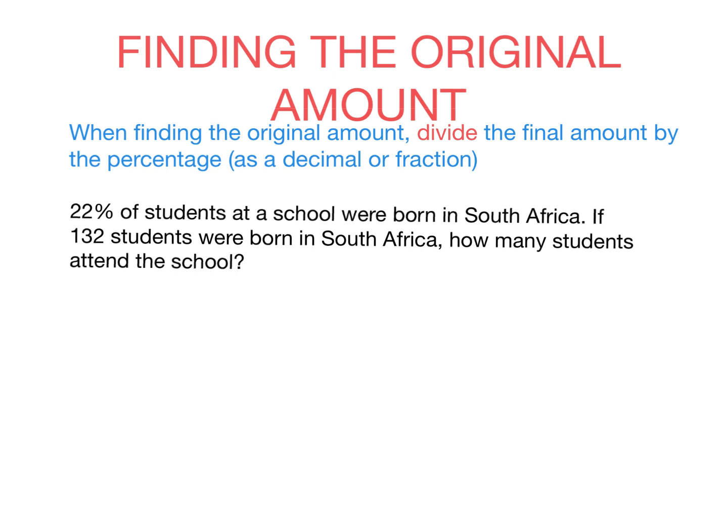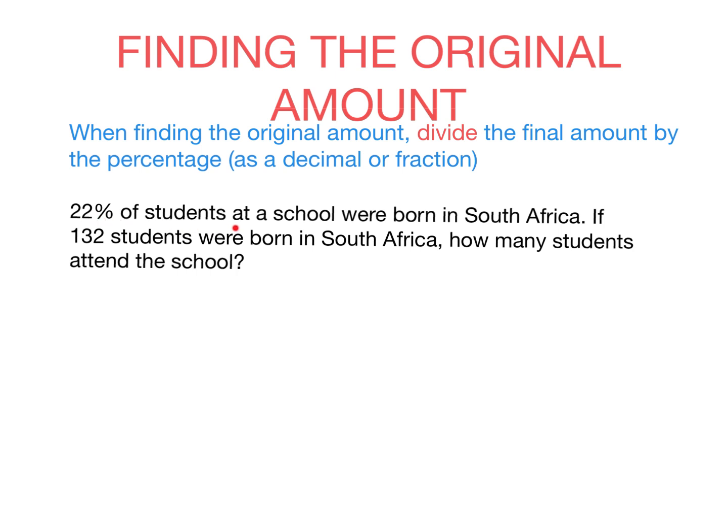So how exactly do you do this? Well, it's very simple. All you do is take the final amount and divide by the percentage. And as you already know, when we want to perform operations with percentages, we convert them to decimals or fractions. Let's look at the kind of question we do.